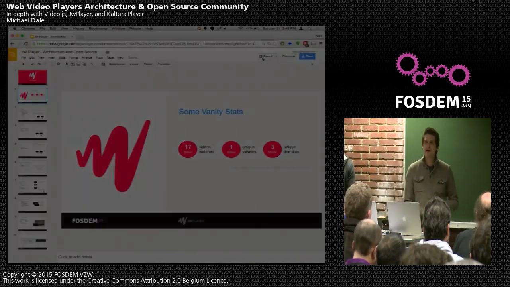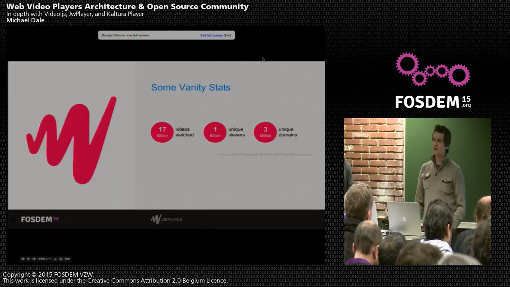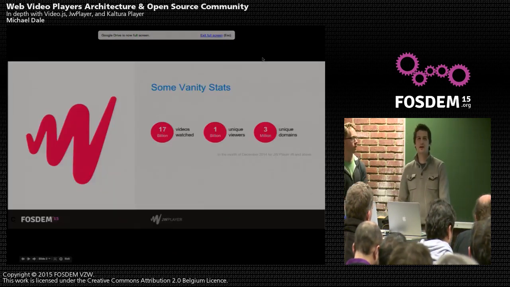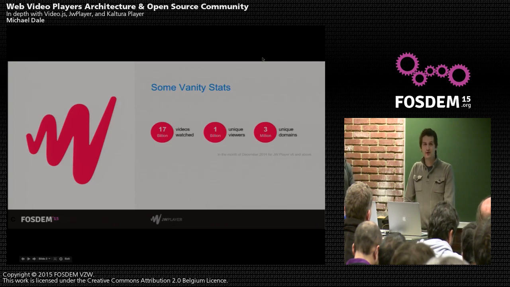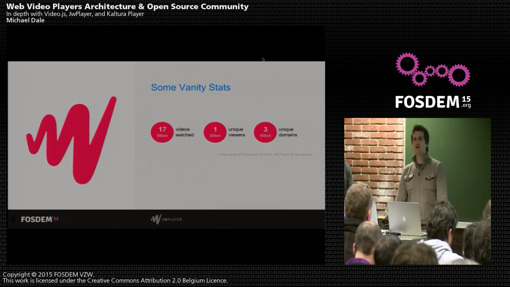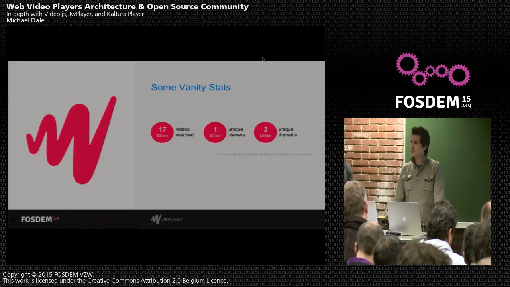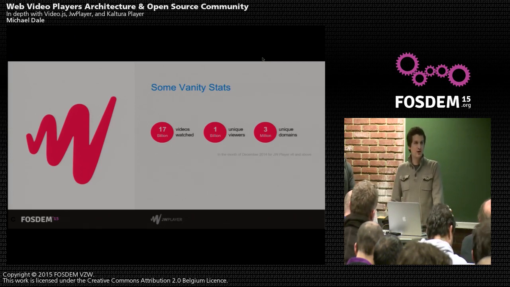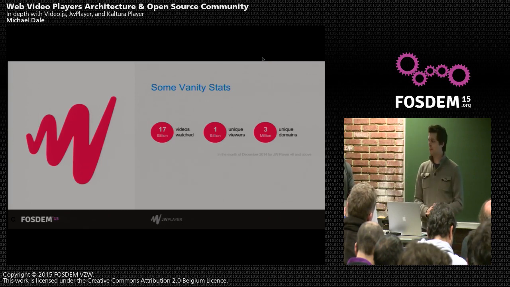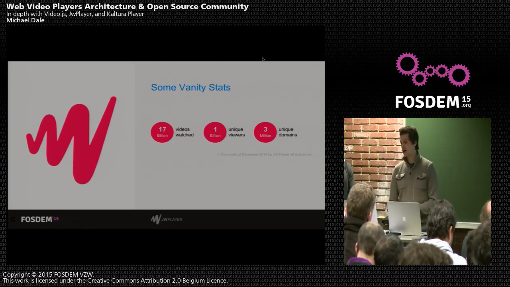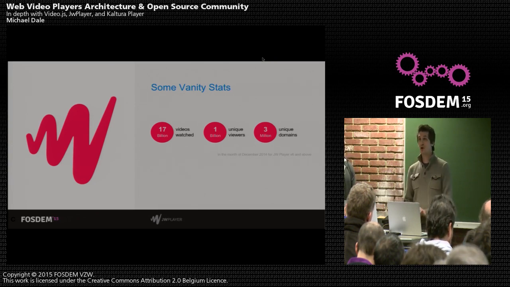A little bit about JW Player. JW Player is one of the oldest open source video players on the web. It was written first in 2005, so basically predated widespread video adoption on the web. It was the first player that launched with YouTube when they first launched. As of last month, we streamed 17 billion video streams across 1 billion unique viewers across 3 million websites. So a really pretty broad scope.